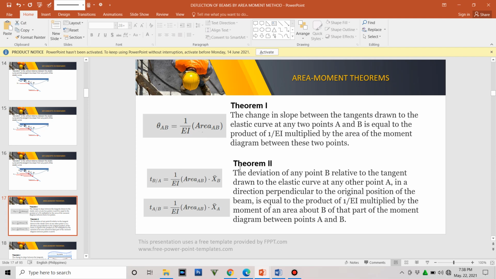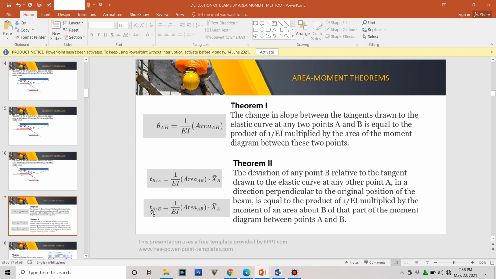And for Theorem 2, aside from the area, involve lang naman natin yung distance from a certain point. If we are concerned with the deviation of B with respect to A, we'll just refer to the centroids of each of the areas from that point B.